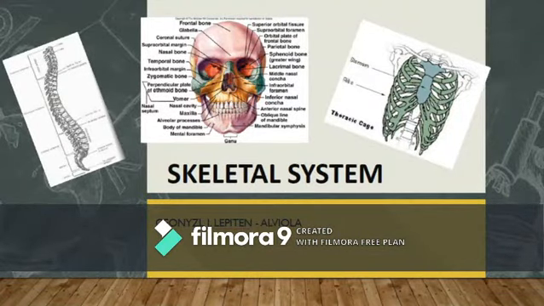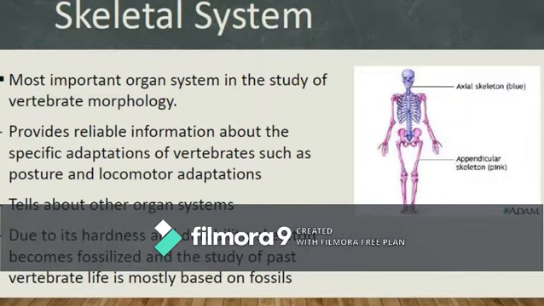Okay, the skeletal system is the second system after the integument system. The significance of this system is considered as the most important organ system in the study of vertebrate morphology. The skeleton shows the broad outlines and evolutionary trends of vertebrate phylogeny. It also provides reliable information about the specific adaptations of vertebrates such as posture and locomotor adaptations.